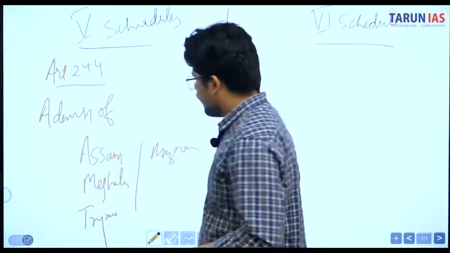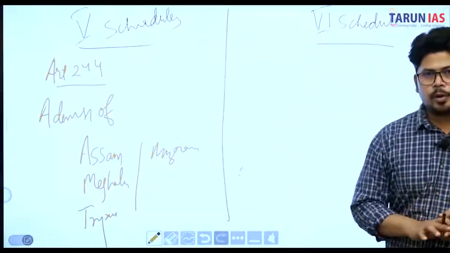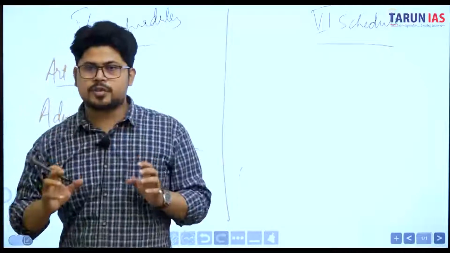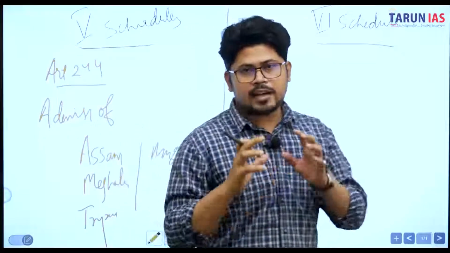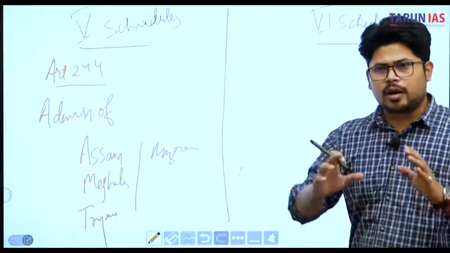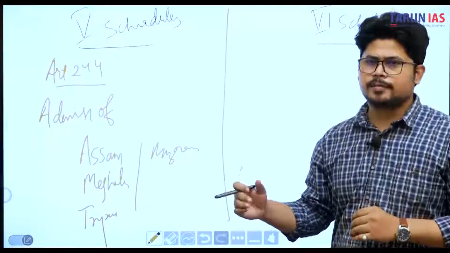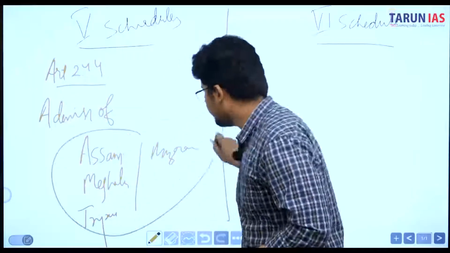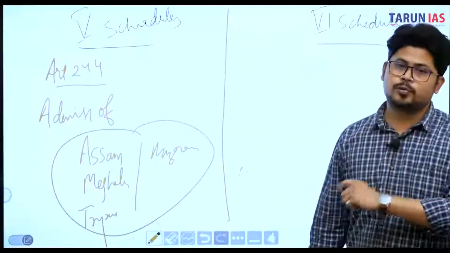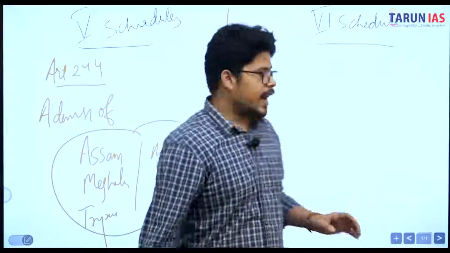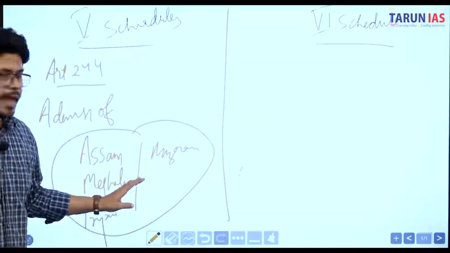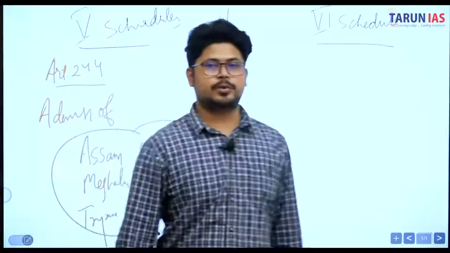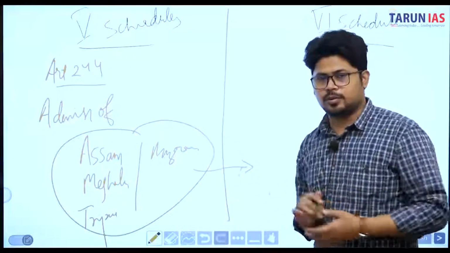Okay, now I hope you understood that the fifth schedule talks about the administration of scheduled areas and scheduled tribes or other traditional forest dwelling communities within the states other than these four states, to the exclusion of these four states, and the administration of these four states has been talked about in the sixth schedule. This is the primary difference between fifth schedule and sixth schedule.